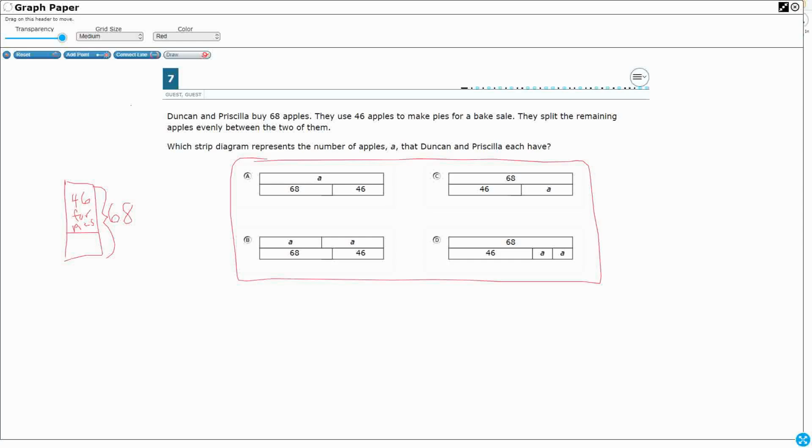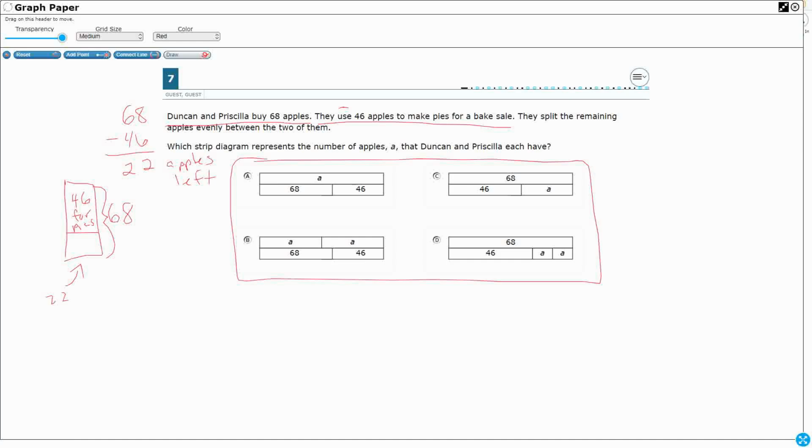So let's see what we've got here. If I've got 68 total apples, and I'm going to use 46, well, that's going to be a subtraction, right? So that's going to leave me with 22 apples left. So I'm just going to draw a little 22, put that right there. So we've completed this first sentence. We have the picture of the 68 apples. We have used 46 for bake sale. Now, something else is going to happen.